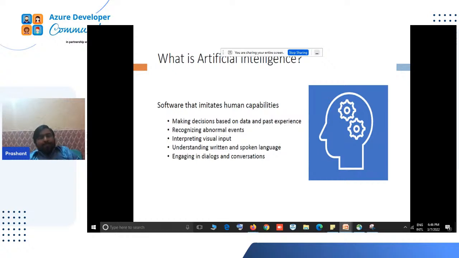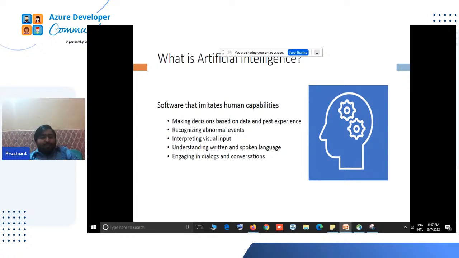Also, AI has a different stream where we can interpret visual input. From visual input, we can do image recognition, face recognition. These kinds of technologies, or applications of AI, you must already be familiar with.